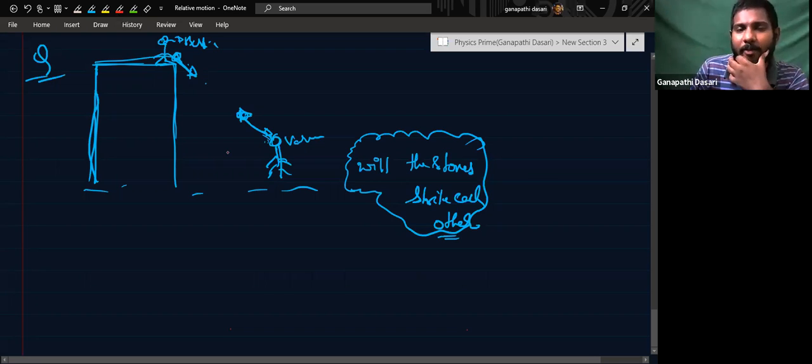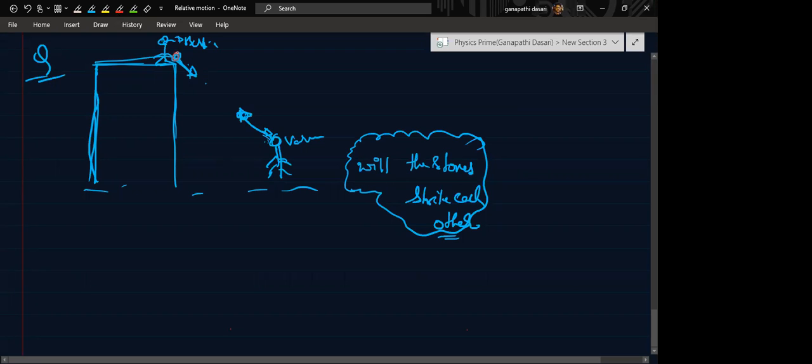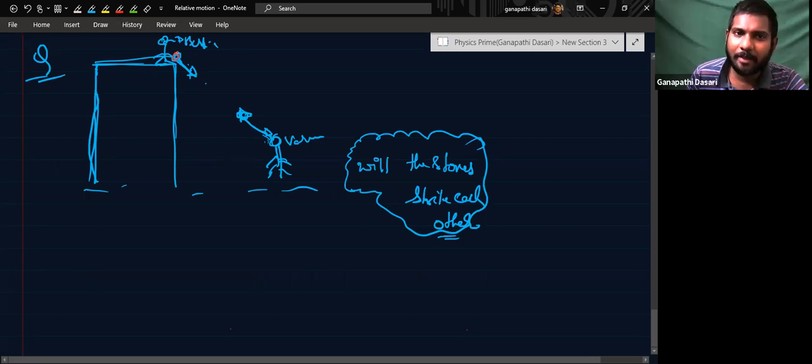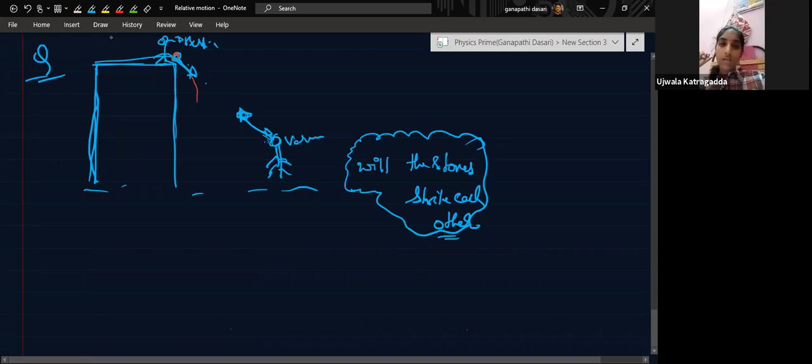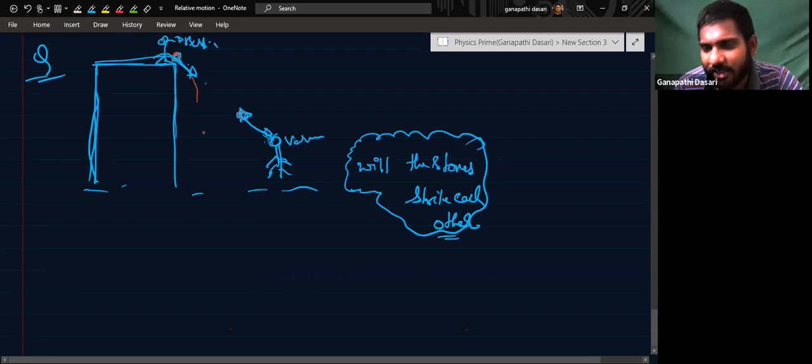I want to give you confirmation of your answer. If you had asked me as a student, I would have definitely said no, they will not meet. Why? Because this stone will be acted on by gravity and will deviate from its path, isn't it? This stone also will deviate from its path. I would have said they will not meet, but actually they'll meet.